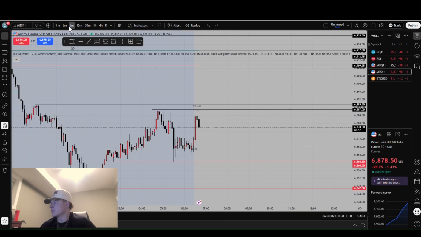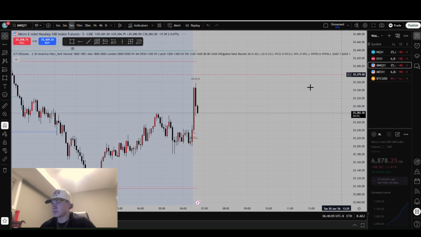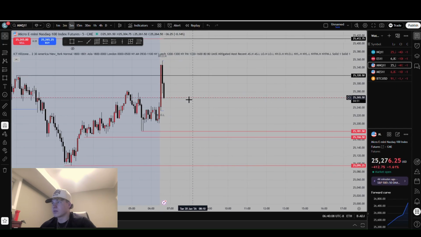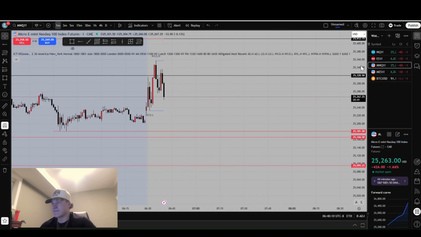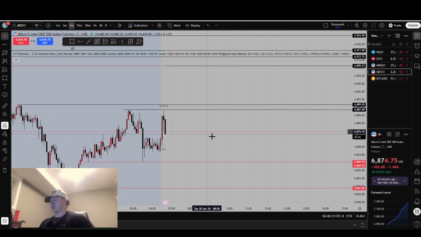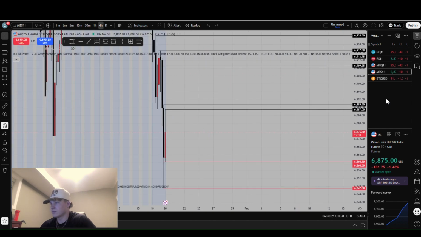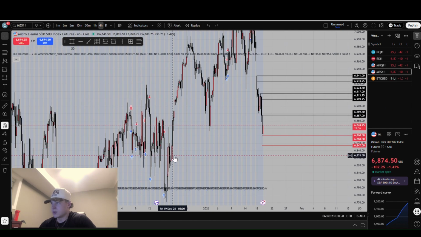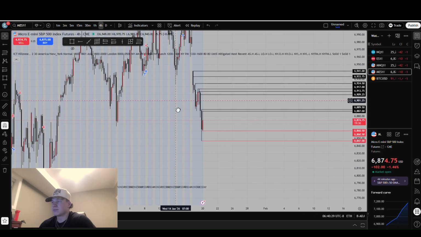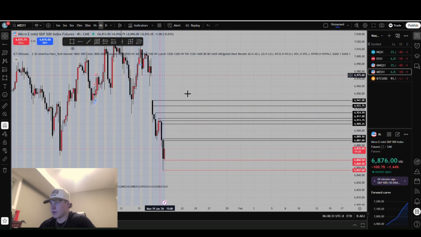Now we got S&T. It's gonna dump off now. Shoot for these lows. There's nothing over here. This is a big bullish confluence for me too.